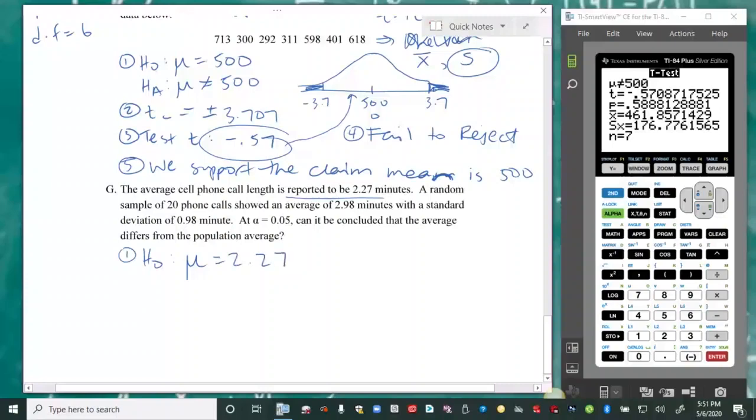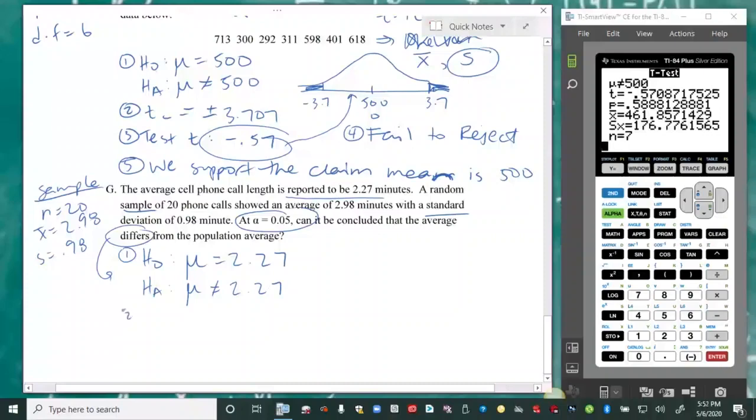A random sample of 20 phone calls. This is my sample data now. N is equal to 20. Shows an average, this is my x bar, of 2.98. Standard deviation, this is my sample standard deviation, S, 0.98. So I do need a t-test here. Alpha is 0.05. Can it be concluded that the average differs from... I like that language. That tells me that I want a not equals in my alternative, not equal to 2.27.